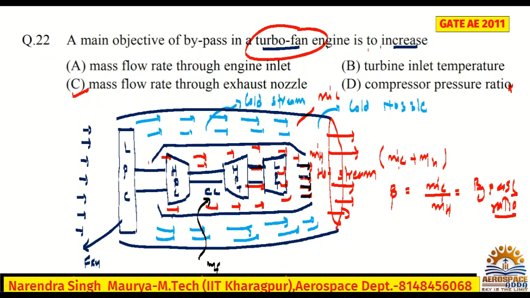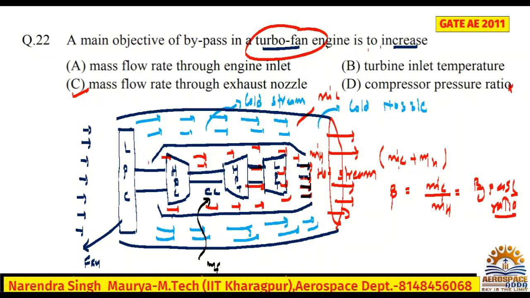Another reason is that to increase propulsive efficiency we also use the turbofan engine. So among all four options, what is the correct answer? The mass flow rate through the exhaust nozzle: we are getting m dot c plus m dot h, which is more.